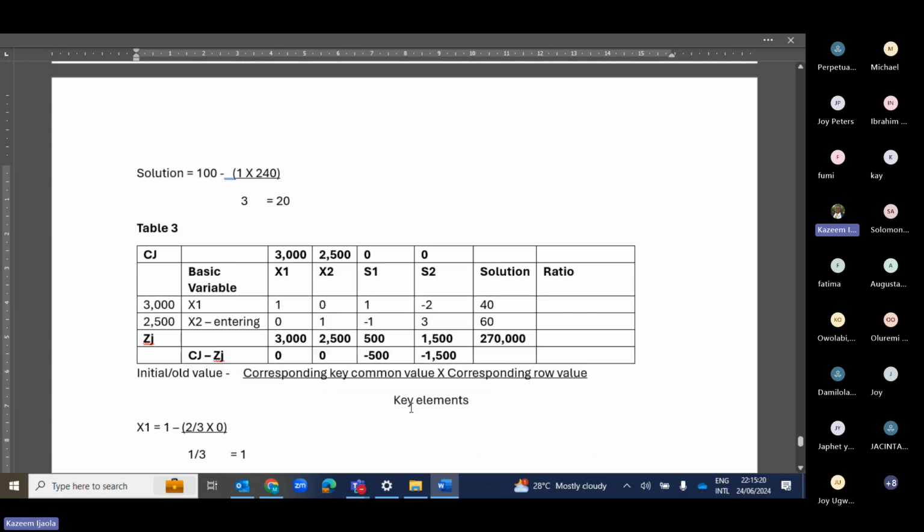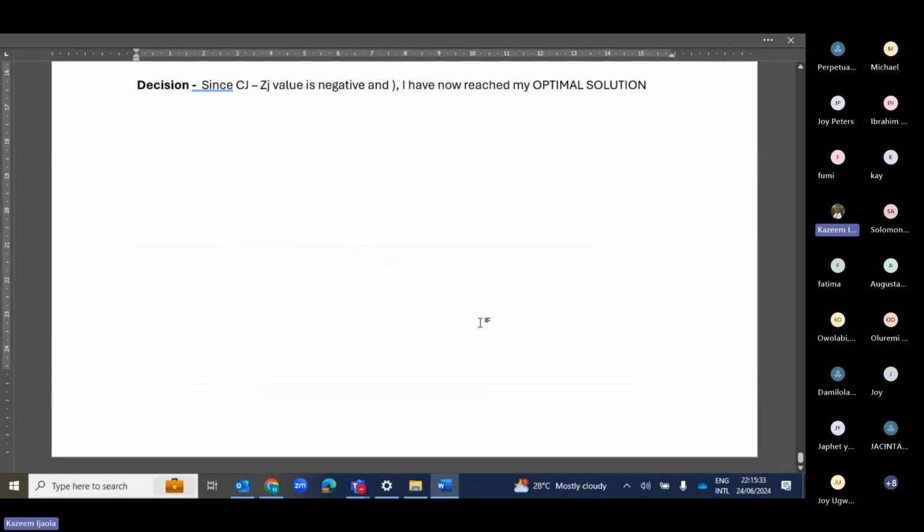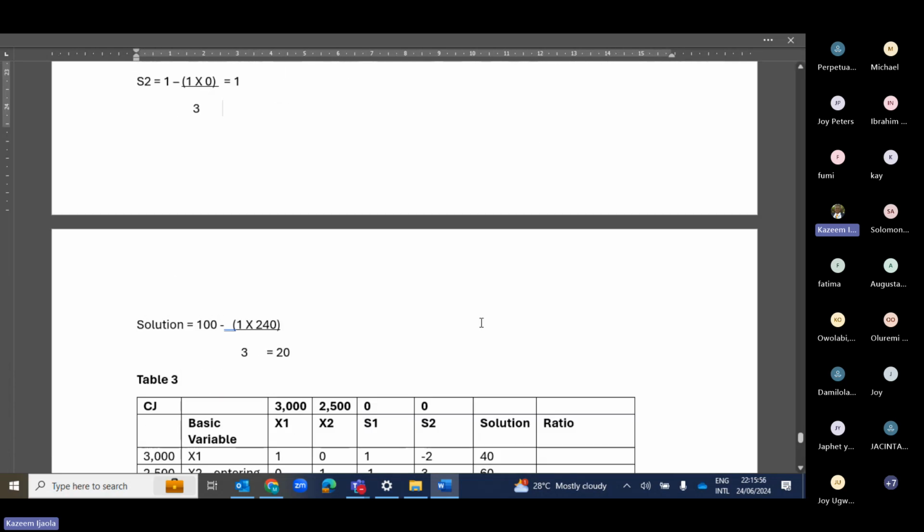So in this case now, your optimal quantity is that for X1, they should produce 40 units, and for X2, they should produce what? 60. Okay, for X1, they should produce 40. So optimal solution: 40 units of X1 should be produced, and 60 units of X2 should be produced. So, ladies and gentlemen, we are done with the simplex. So any question on this simplex method? We have just resolved what we are taught in class.